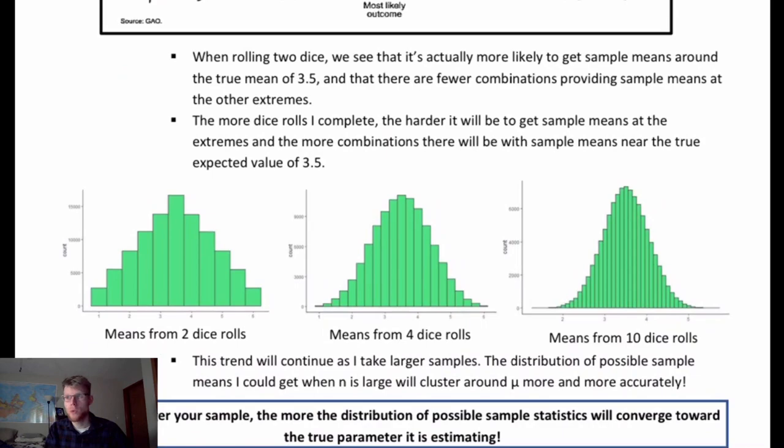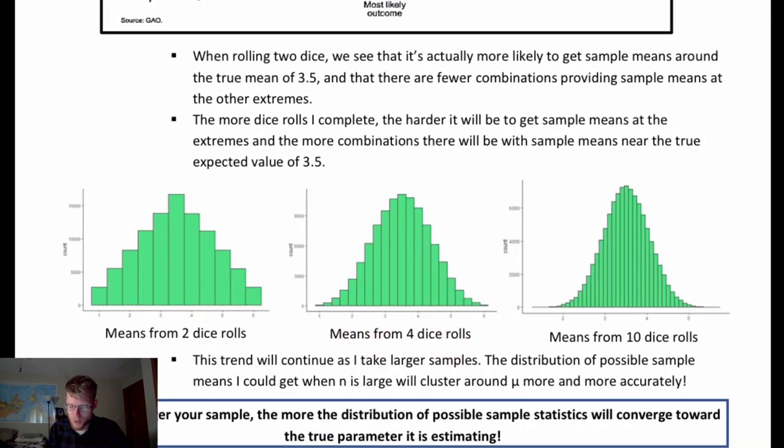Over here I have 2, here I have the means from 4 dice rolls, and over here I have the means from 10 dice rolls. And the larger that sample gets, the more combinations I'm going to see around that parameter of 3.5. The more I see combinations that average out around 3.5, the less likely I am to get means around the extremes that are farther away, because there's just not as many combinations that give me those lower values, right? So in order to get an average of 1 with 10 dice rolls, I'd have to literally get all 1s, and that's hard to do. And the same thing with averaging a 2.